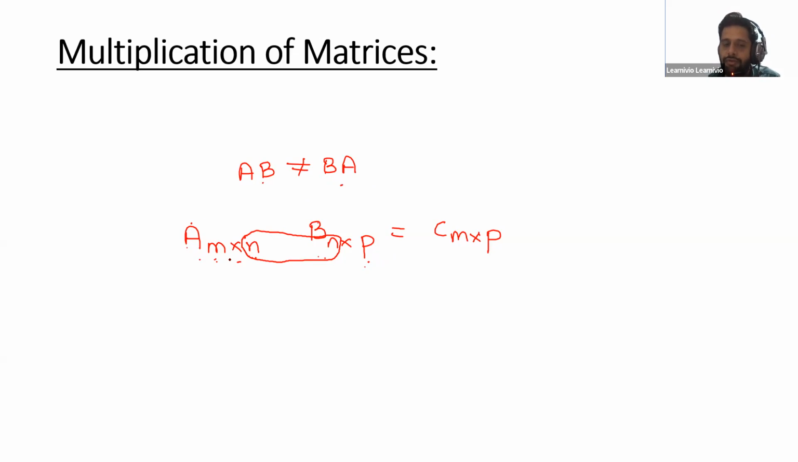So when can we multiply two matrices? When the number of columns of the first one is equal to the number of rows of the second one. And what will be the resultant? The remaining: m by p. I hope this is clear to everyone.